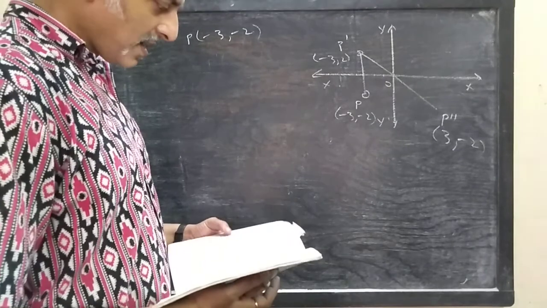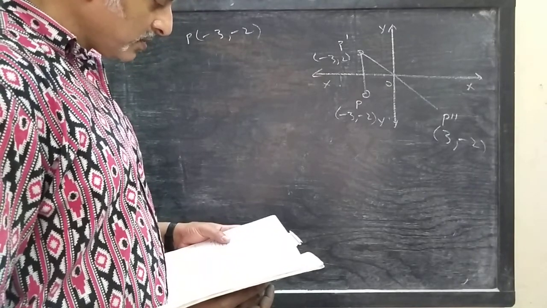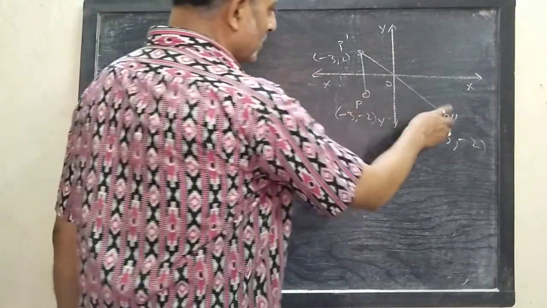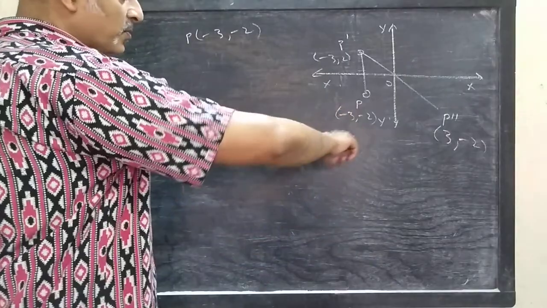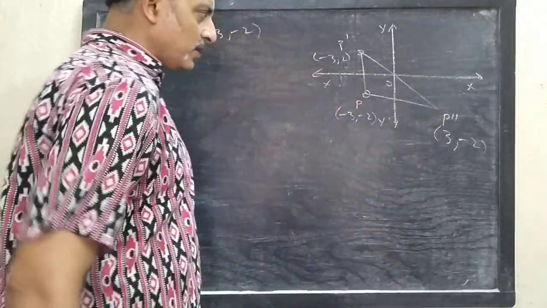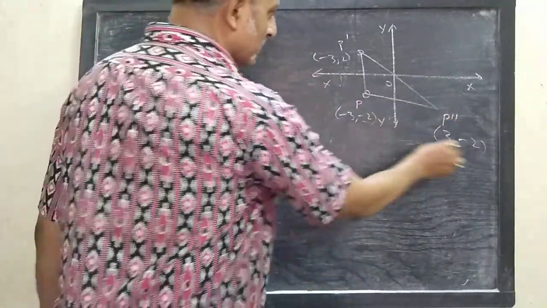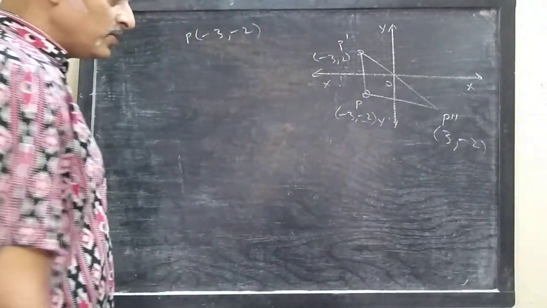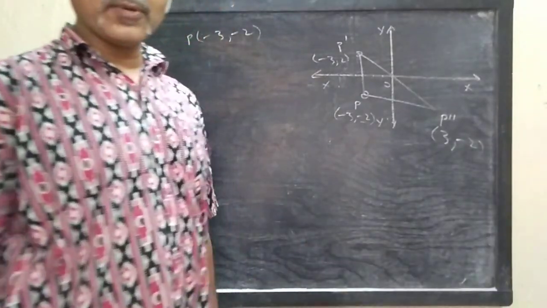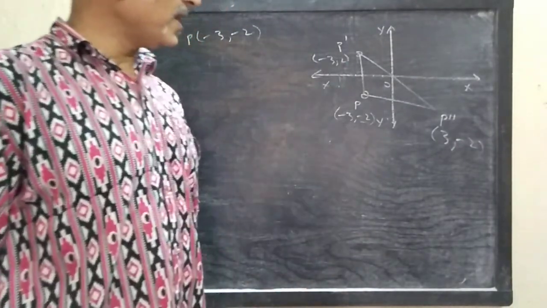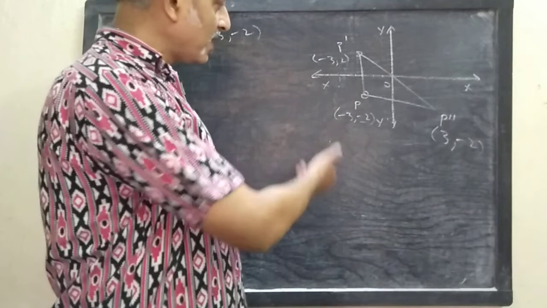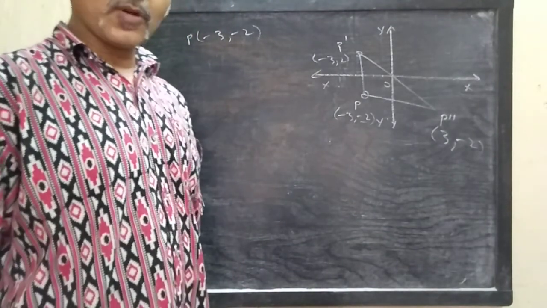Then they asked to describe a single transformation that maps P onto P double dash. What is the single transformation that gives P to P double dash? Look, if the point P is reflected in y-axis, then you get this point, because ordinate remains fixed, abscissa changes its sign. So your answer will be: a single transformation that will map P to P double dash is the reflection in y-axis, because in that case the point P minus 3 comma minus 2 goes to the point P double dash 3 comma minus 2.